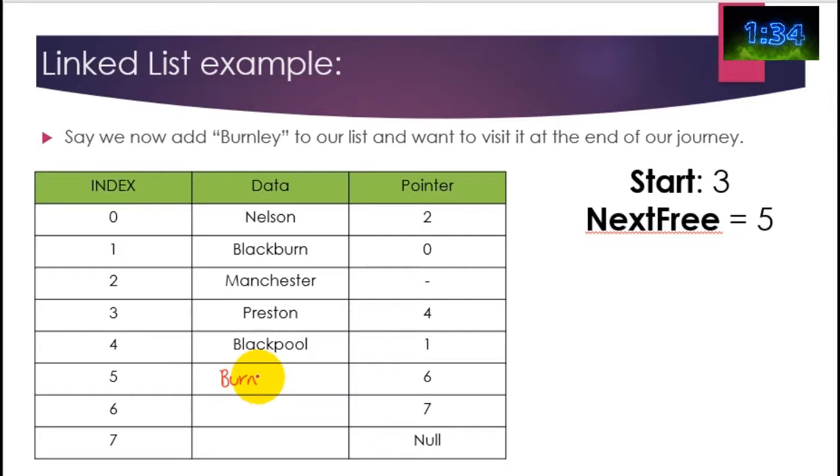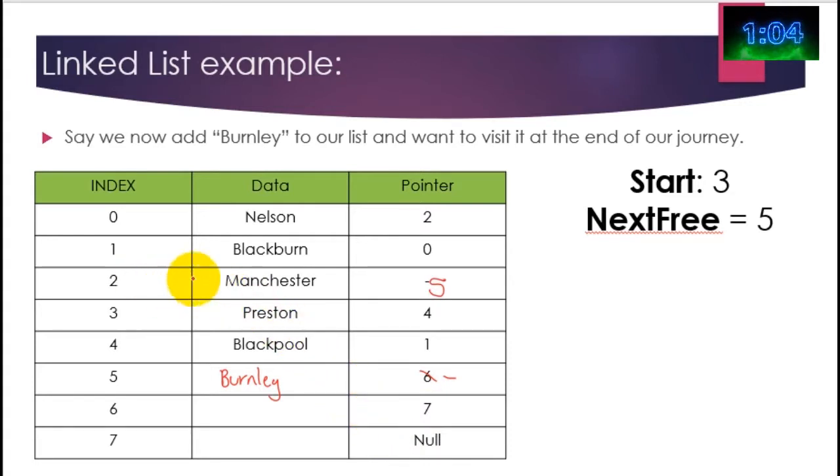Alright, we'll do that. However, we need to do a few other things. We need to update this link here. So Manchester is pointing to nothing, but in fact now we want it to point to Burnley, so we can change that to 5. We're changing it to 5, so 5 is over here and Burnley is the item in it. And of course we can remove this and add some kind of token or symbol to say the linked list has now been completed.